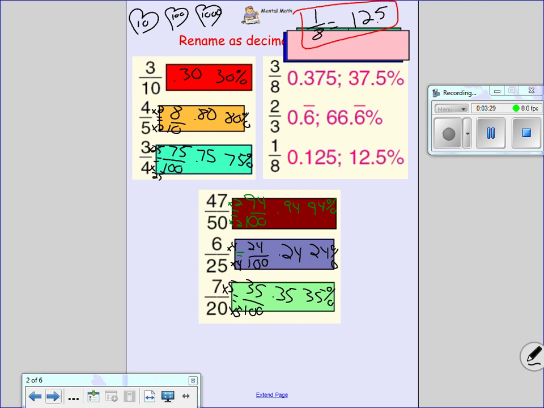Make sure you know how to change a fraction into a decimal into a percent. These videos are made to help you. If you need to rewatch this portion of the video several times tonight, please do that. But this is some basic math that you're going to be seeing for the rest of your life. So continue to watch this, okay? Now let's take a look at some of this other stuff here.